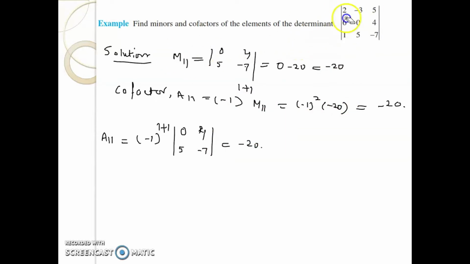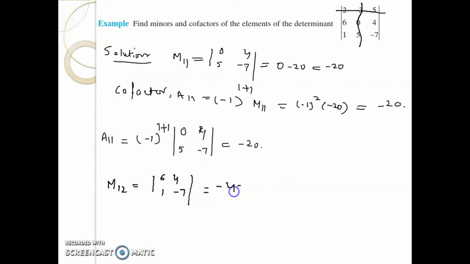Okay. Now calculate M12, the minor of A12, which is the element in first row, second column. Delete that. So it will be the determinant 6, 4, 1, minus 7.